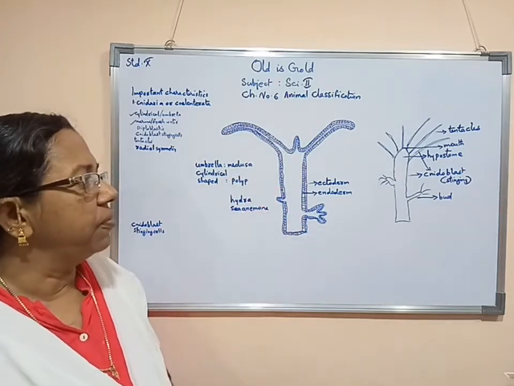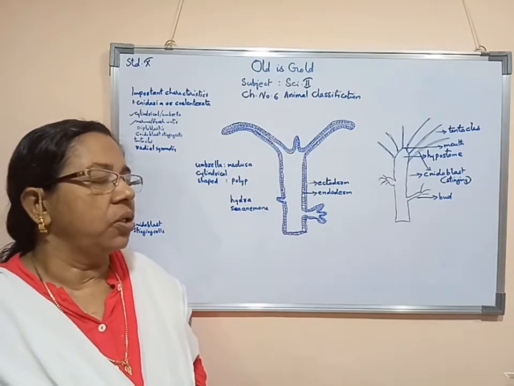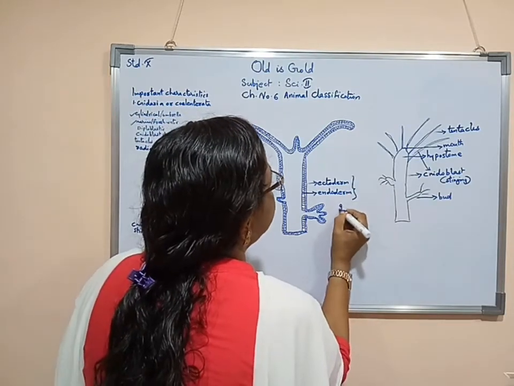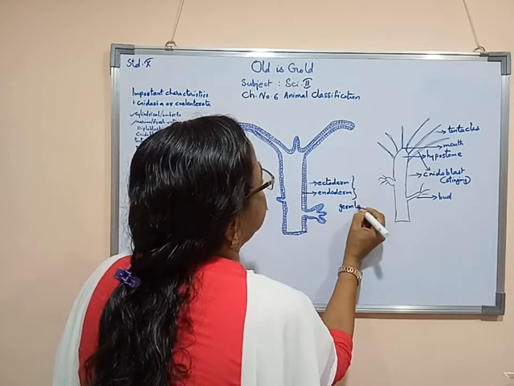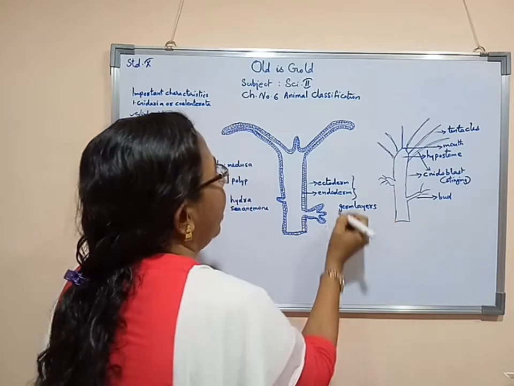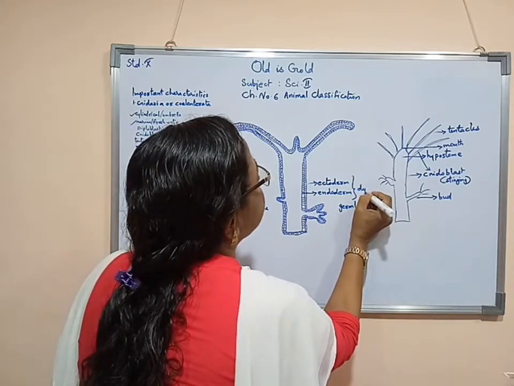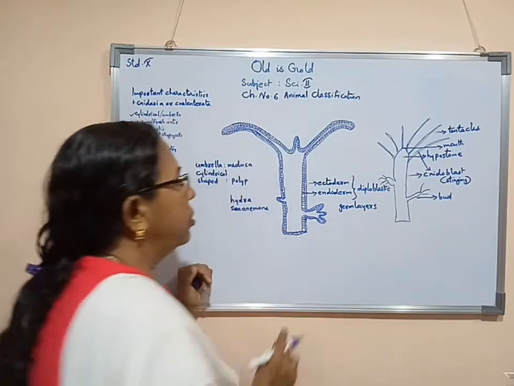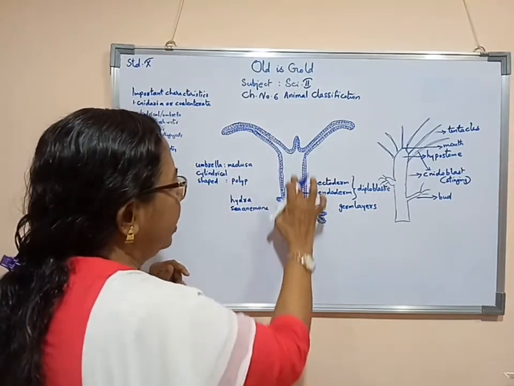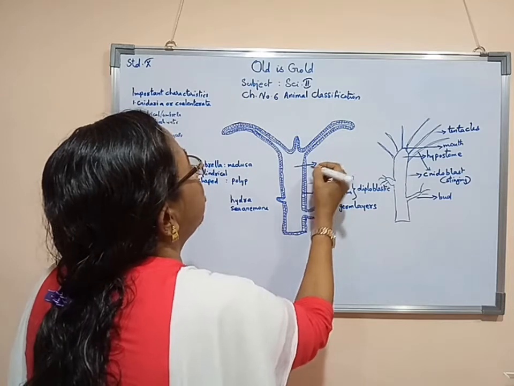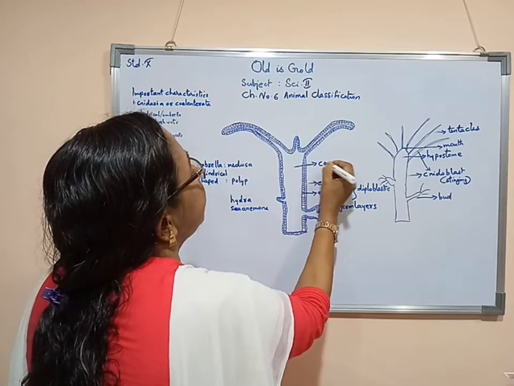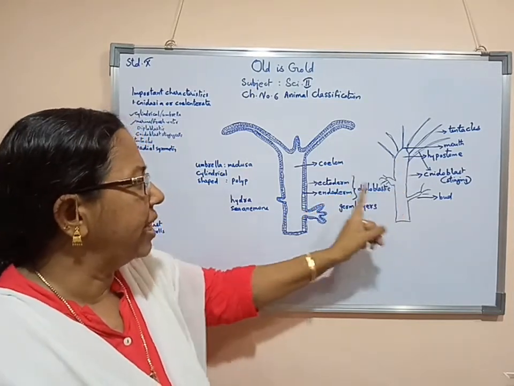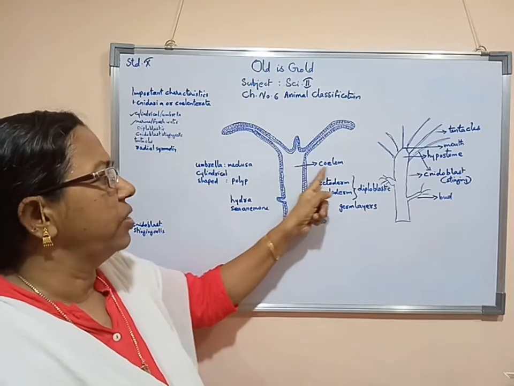Now the speciality of its body wall is that it has 2 germ layers. We call them 2 germ layers, G-E-R-M, germ layers. So we call them diploblastic. Inside, a cavity is there. This is known as the body cavity, known as coelom. So inside, Hydra will have a body cavity known as coelom.